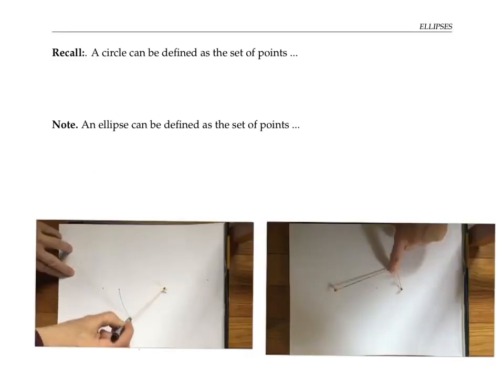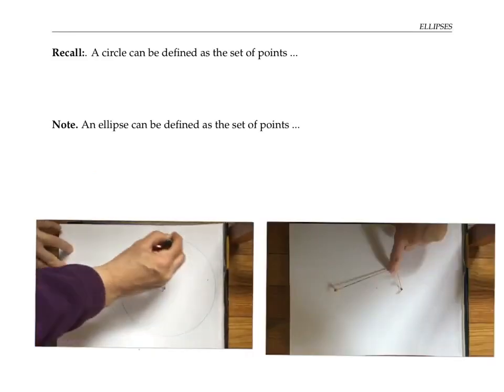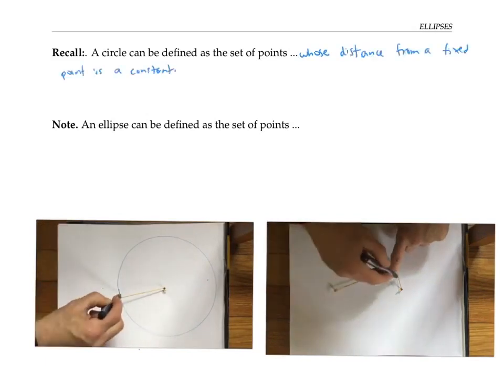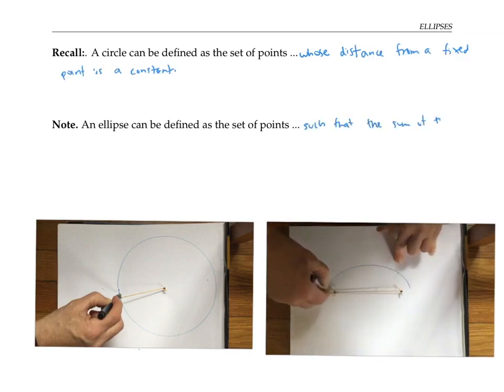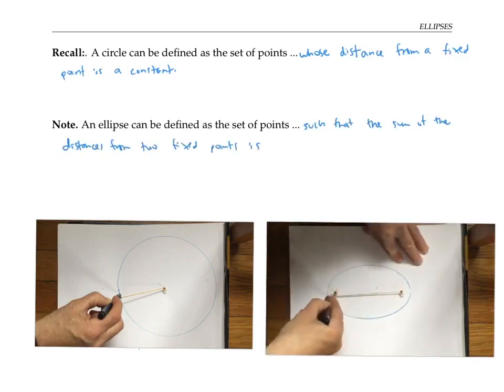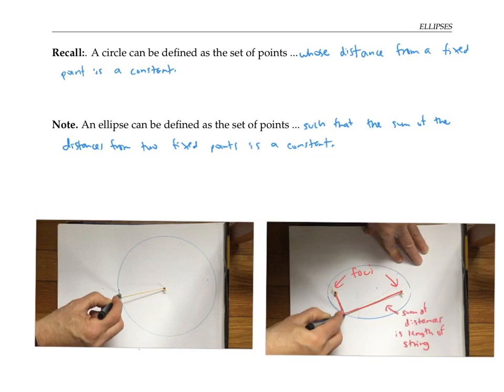Recall that a circle can be defined as a set of points whose distance from a fixed point is a constant. An ellipse can be defined as a set of points such that the sum of the distances from two fixed points is a constant. The two fixed points are called focuses or foci, and the sum of the distances to the two foci is the total length of the string, which is held constant as I draw the ellipse. Let's examine the features of an ellipse in more detail.